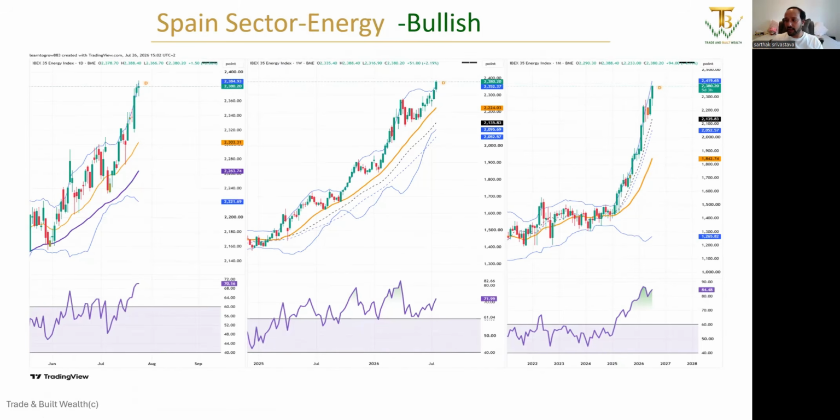Okay. So Spain energy sector, any utilities, everything is going at the all-time high. This is a good sector, so we'll keep a watch on it. We'll also have a look at their stocks.